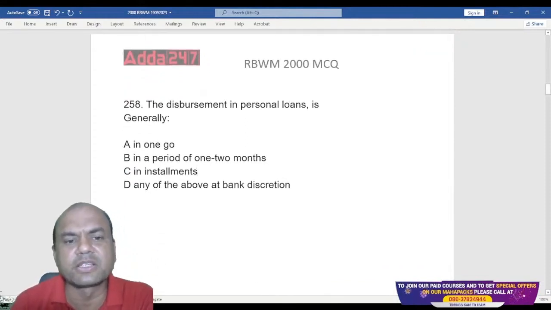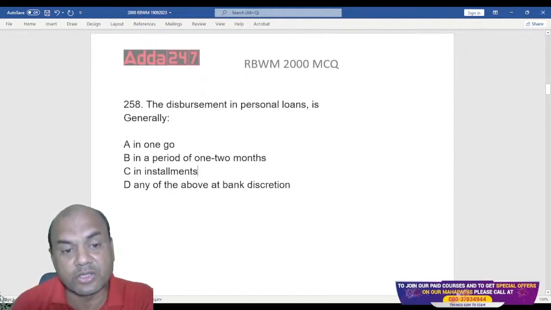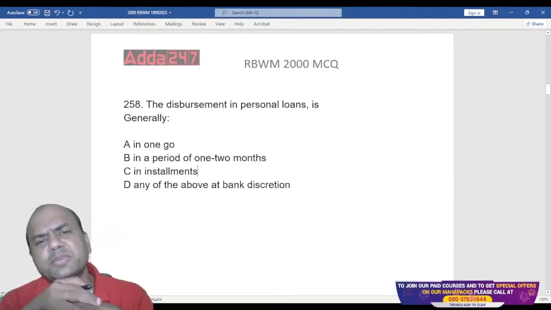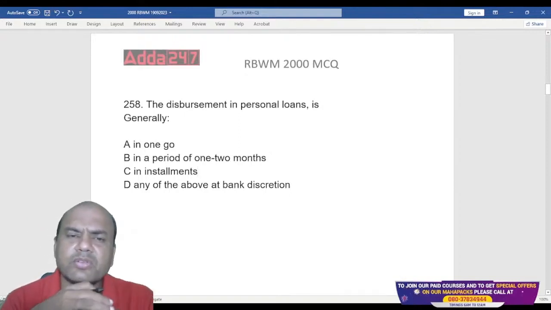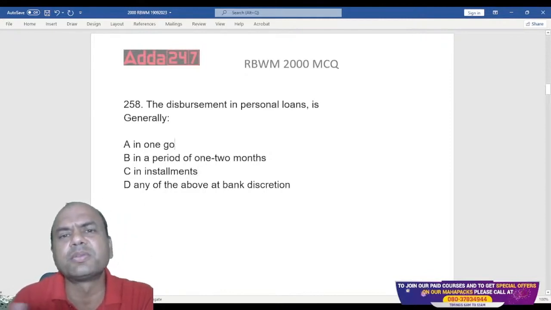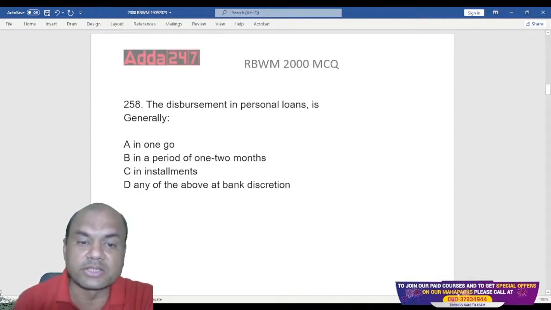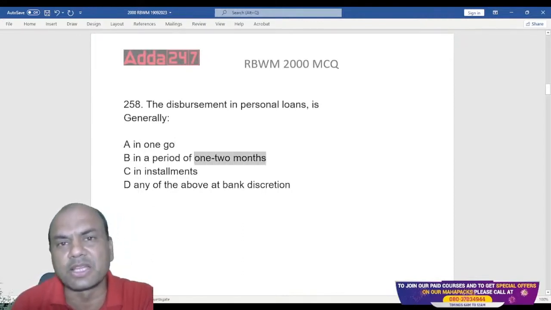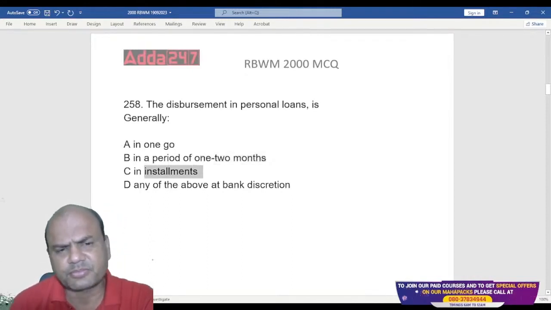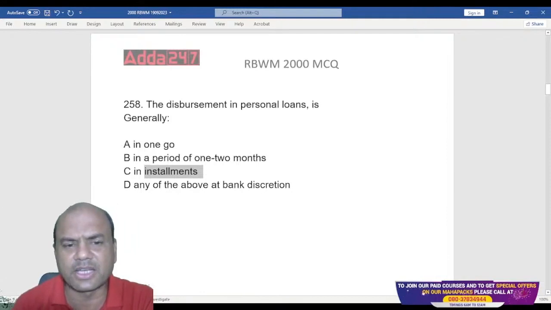The disbursement of a personal loan is generally in one go, or in a period of 1 or 2 months, in installments, any of the above at the bank's discretion. So personal loan is disbursed how? In one go. One go means a single installment. If you want a loan of 4 or 5 lakhs, I'll give you 5 lakhs immediately. Or will I give it in 1 or 2 months? This month 1 lakh, next month 1 lakh. In installments, every month I'll be giving you 50,000. Do I give it like this? At the bank's discretion?